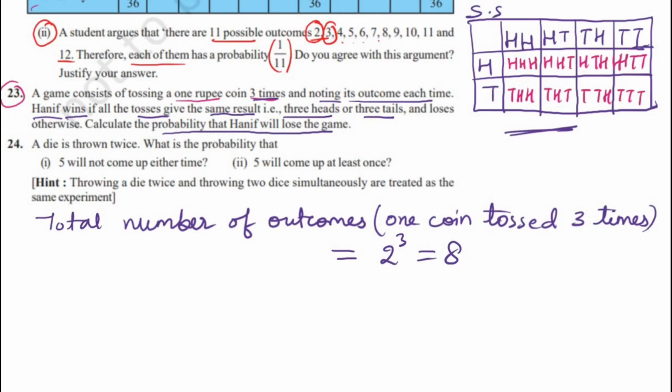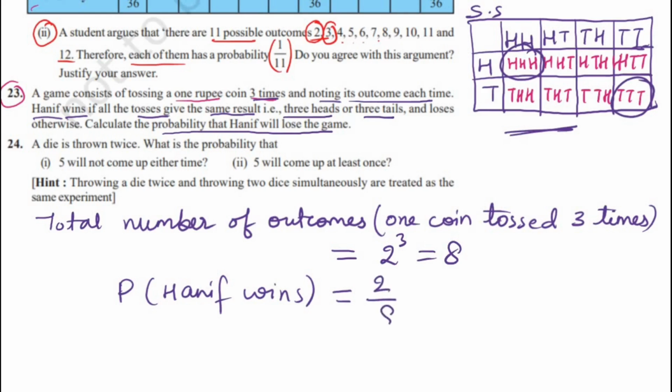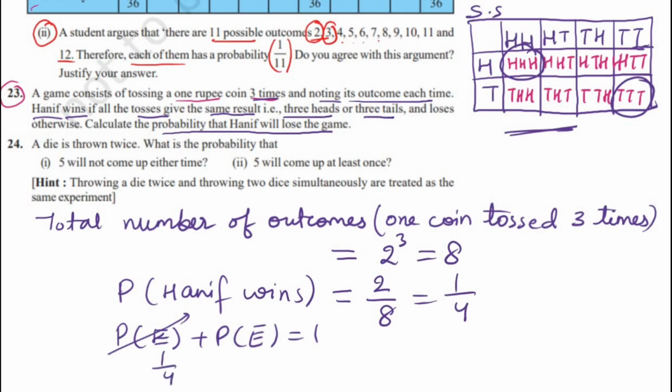So let us first see what is the probability that Hanif wins. Hanif wins when there is all heads or all tails. So this is only 2 cases out of 8, that is 1 upon 4. We will apply the probability of happening of an event plus the probability of not happening of an event as 1. So the probability that Hanif wins is 1 upon 4. So the probability that Hanif loses is 1 minus 1/4, which is 3/4. So the probability that Hanif loses the game is 3 upon 4.